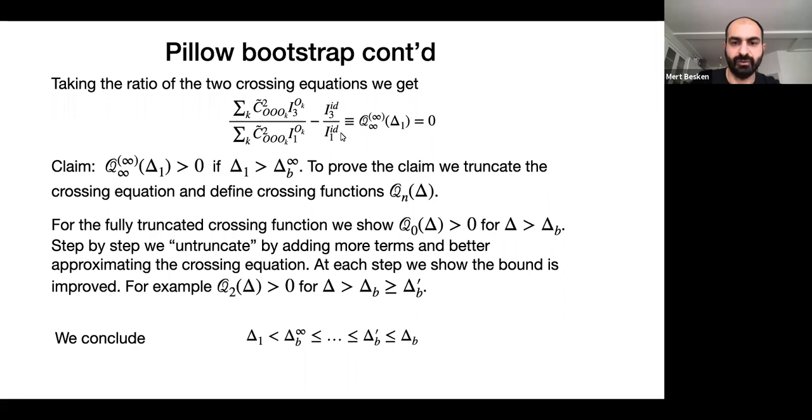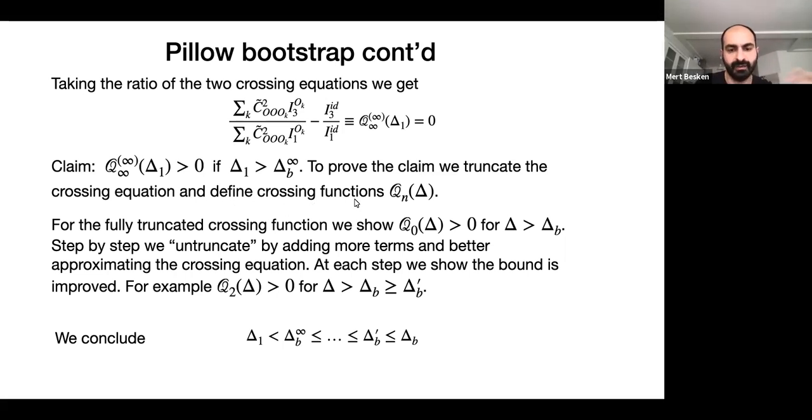And I'm flashing it to you here again. The idea is to think of this crossing equation as a function of the dimension of the first excited primary in the OPE of delta O's, which I'm denoting delta sub one, which can be spinning or a scalar. And I claim this crossing function is greater than zero if this delta one is greater than some finite value, which we'll compute. And to prove the claim, we're going to truncate the crossing equation and define crossing functions.